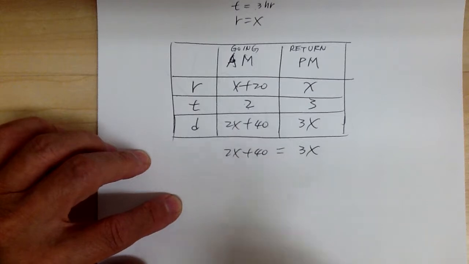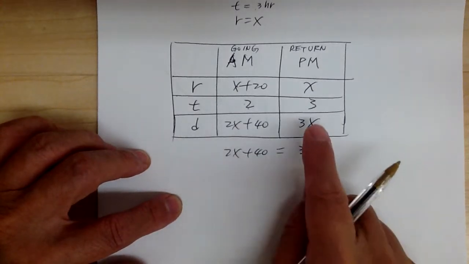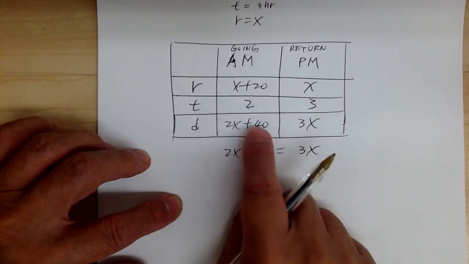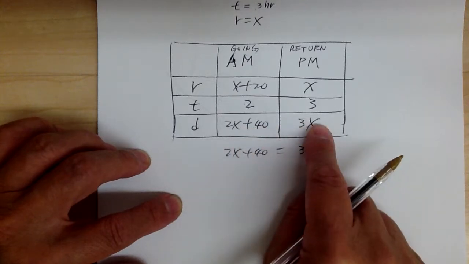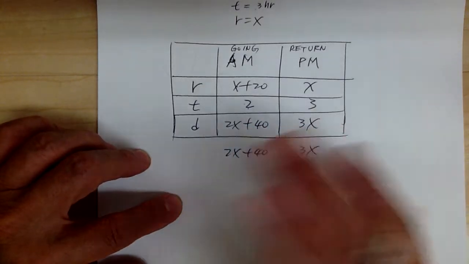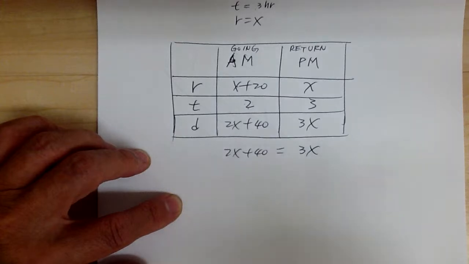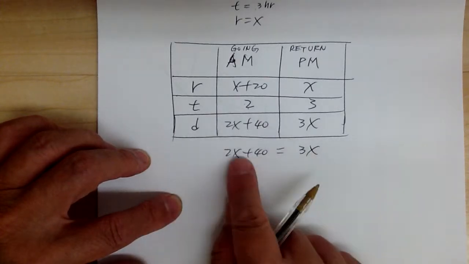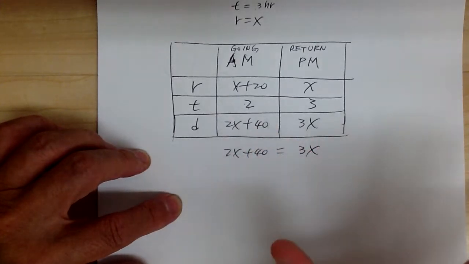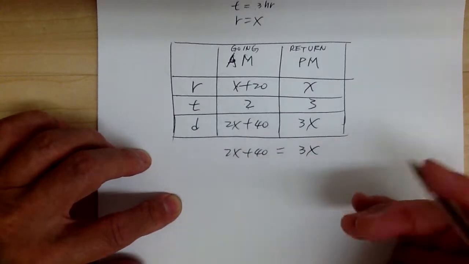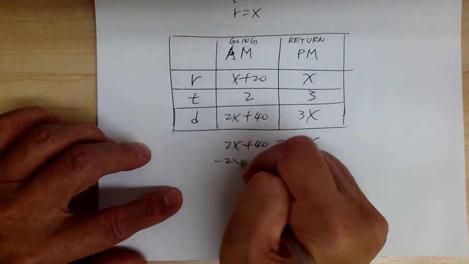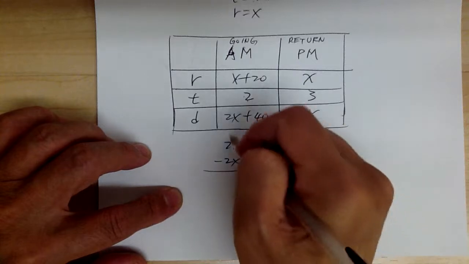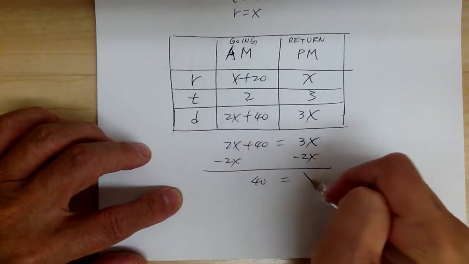So the key to the distance formula is to figure out the relationship between the distance going and the distance coming back. Not always equal, it all depends on the story. So you have to read the story to figure out the relationship between them. We're going to cover more examples as we go. From here, now you have to solve, right? So minus 2x, it cancels out. So you got 40 equal to x.